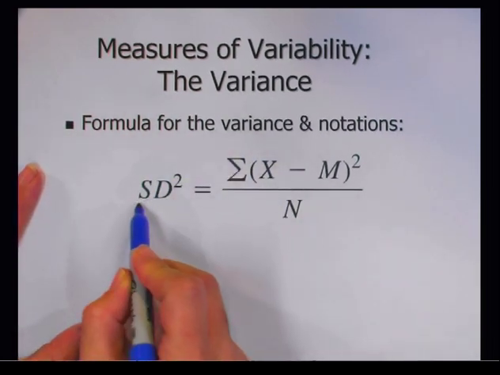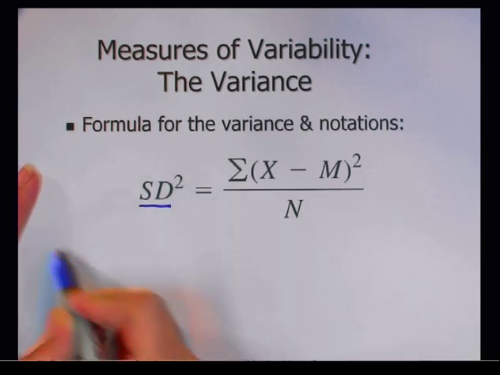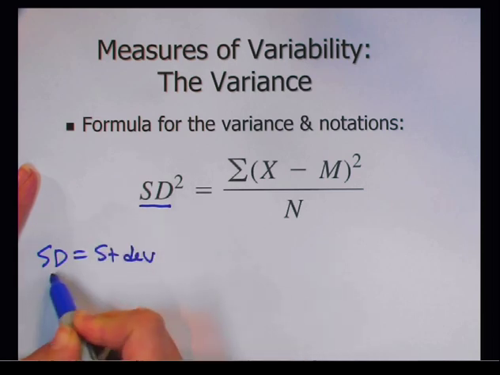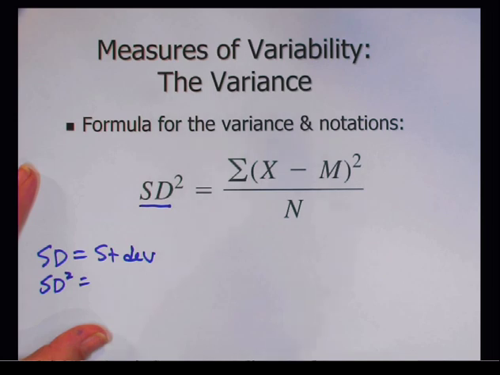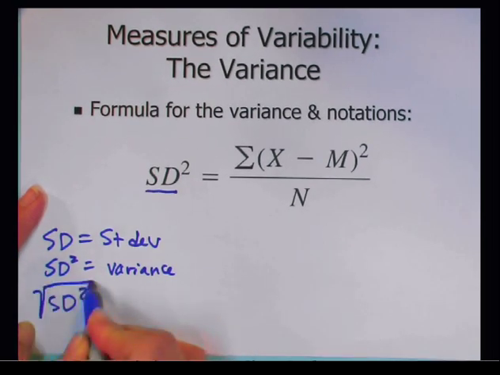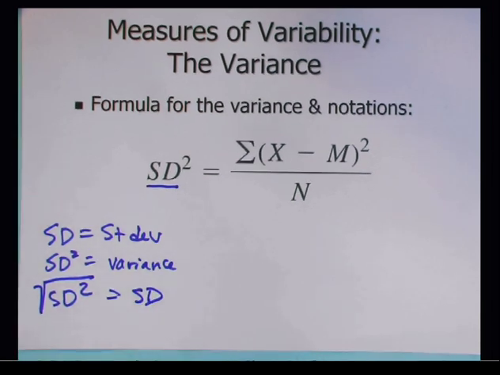First, if you see here, SD stands for standard deviation. SD squared equals, you should know this, I just told you, variance. So they're the same thing. If you take SD squared and you take the square root of that, what happens? It just becomes standard deviation. So this is something you should have down. Standard deviation squared is variance. Square root of variance is standard deviation. Those are the relationships between the two.